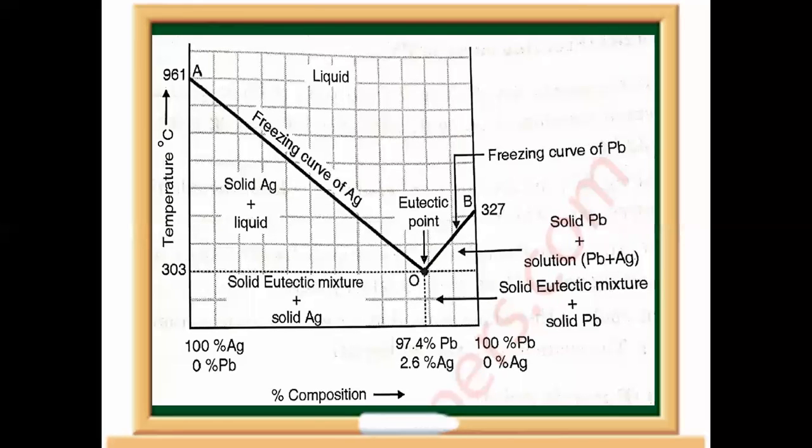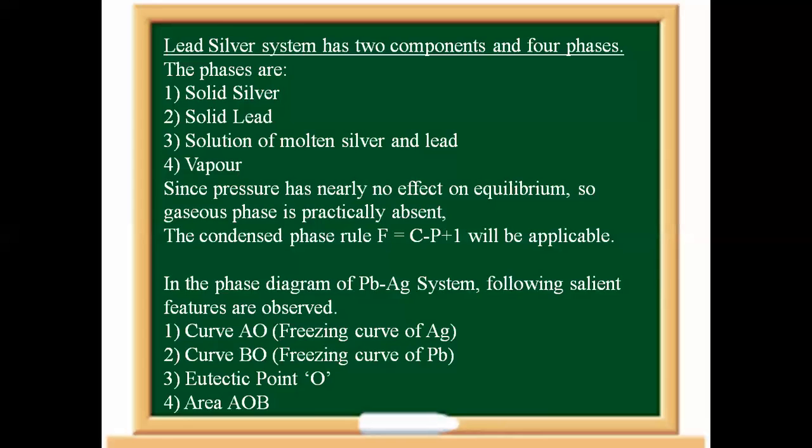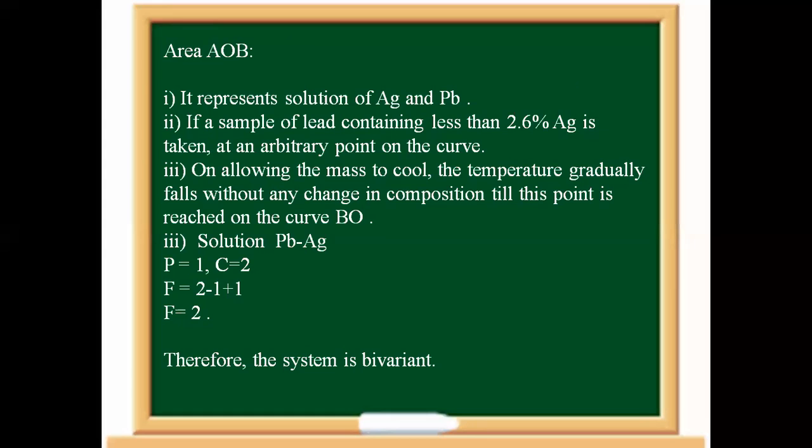Calculate करके बोलो mind में. One phase which is saturated solution of lead and silver, the number of phases is 1 and components are 2. What is the degree of freedom? 2. Yeah, exactly. 2. So 2 says that the system is bivariant, where we need both temperature and composition to describe the entire system. Why do we need two different parameters?